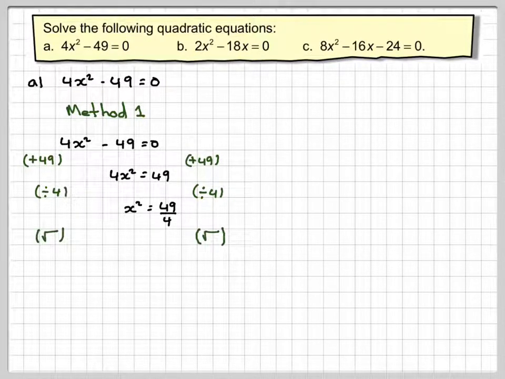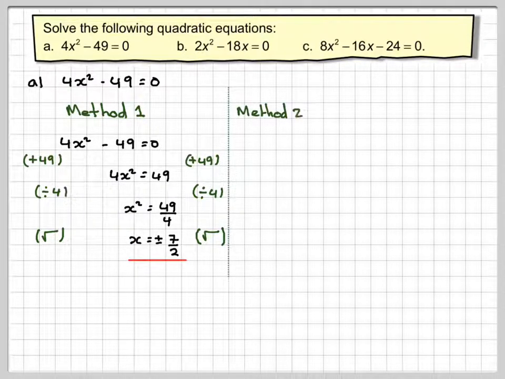And then we're going to take the square root of both sides. Square root of x squared is x. The square root of 49 is 7. And the square root of 4 is 2. But we need to remember to take plus or minus. So we get two answers. x is plus or minus 7 over 2. Perhaps the easier of the two methods.